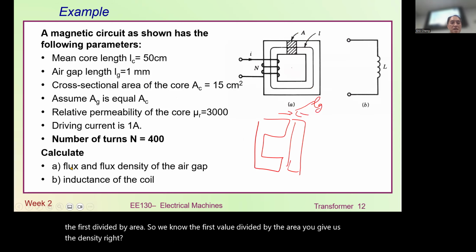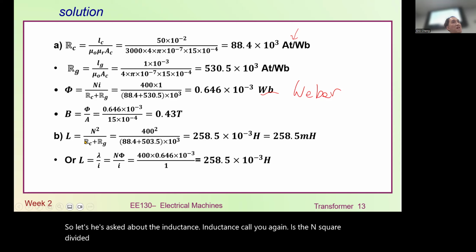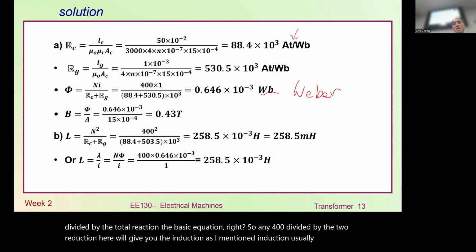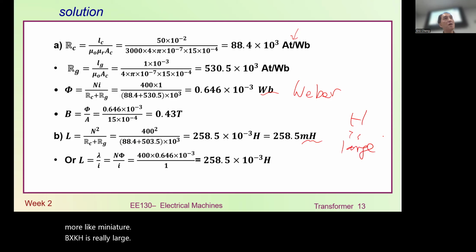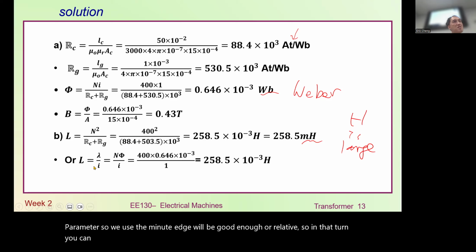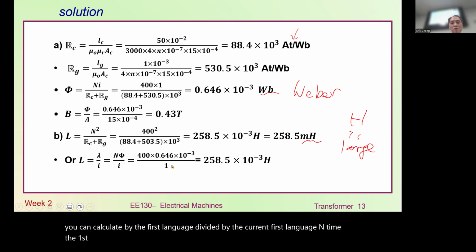Next is asked about the inductance. Inductance of a coil again is N squared divided by the total reluctance, the basic equation, right? So N is 400, squared, divided by the total reluctance here, which will give you the inductance. As I mentioned, inductance usually has units more like mH, because the henry is a really large unit, so using mH will be good enough. Or, you can calculate inductance by the flux linkage divided by the current. Flux linkage is N times the flux here, divided by the current of 1 A, which also gives the same result. This is the same equation anyway.